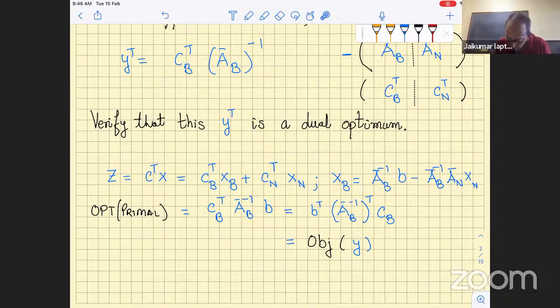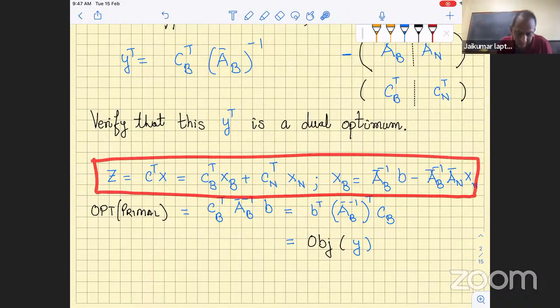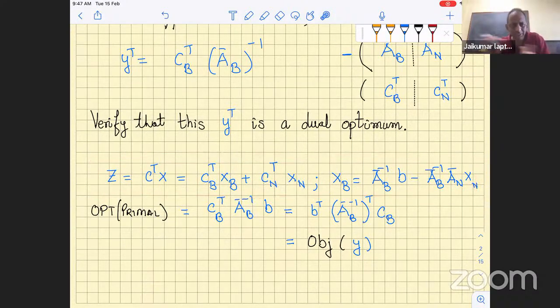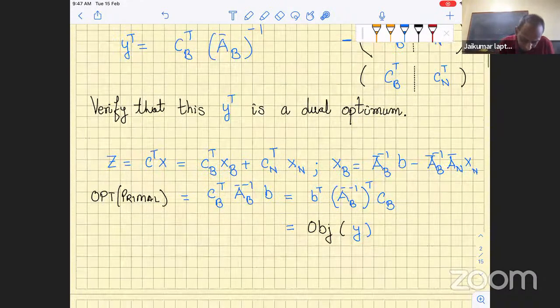If you're given a particular basis, how do you extract XB from it? And how do you write the objective function in terms of the current XB and current XL? Once you've fixed the basis, this is just a standard formula. You just move things from left to right and do this. Now, let us look at the primal's optimum.